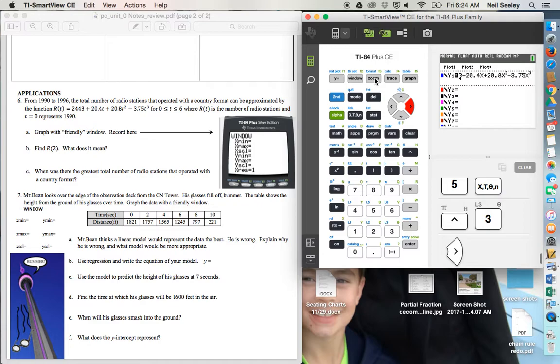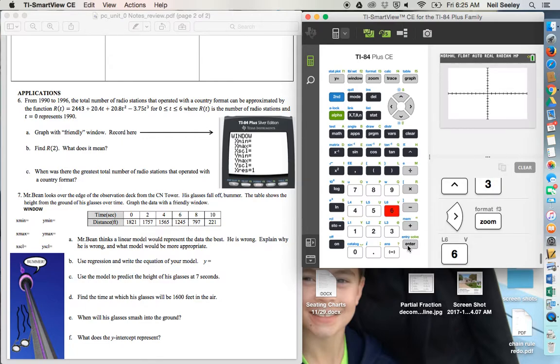Now, I'm going to put this graph in, and if I want to get a window that's friendly, I start with Zoom 6, a standard window, and in this one it doesn't fit. I'm going to give you tools for, hey, what if I just use a standard? Zoom gives me some standard window options. Zoom 6 is a 10 left, right, up, and down window. If you hit enter, you'll notice I can't see any of my graph. And that's part of this exercise, graph with a friendly window.